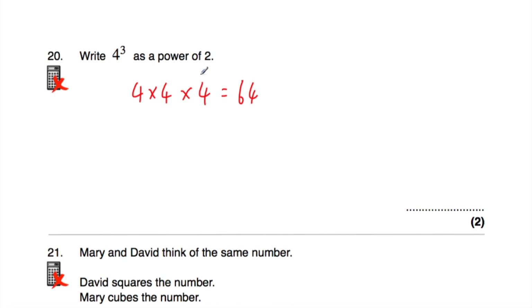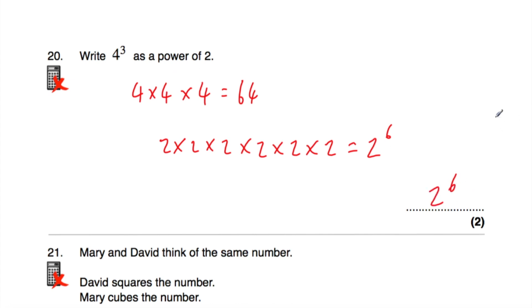Now we want to write this as a power of 2. So that's 2, times 2 is 4, times 2 is 8, times 2 is 16, times 2 is equal to 32, times 2 is equal to 64. So that means that 64 is equal to 2 times 2 times 2 times 2 times 2 times 2, or 2 to the power of 6. We were asked to write 4 cubed as a power of 2. Well, 4 cubed is 64, and 64 as a power of 2 is 2 to the power of 6, and that's it.